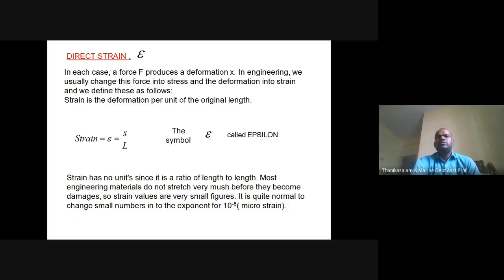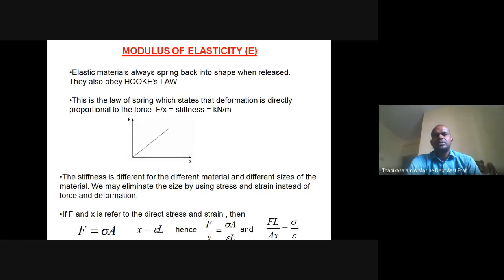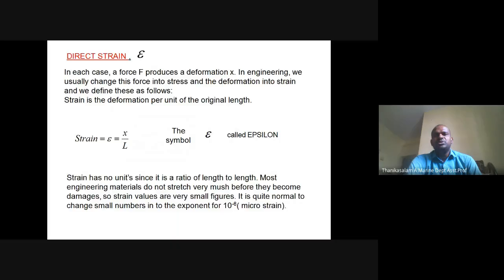Strain is the deformation per unit of the original length. Another way, strain equals change in length divided by original length. The strain is simply epsilon equals x divided by L, where x means change in length and L is the original length. Strain has no units.